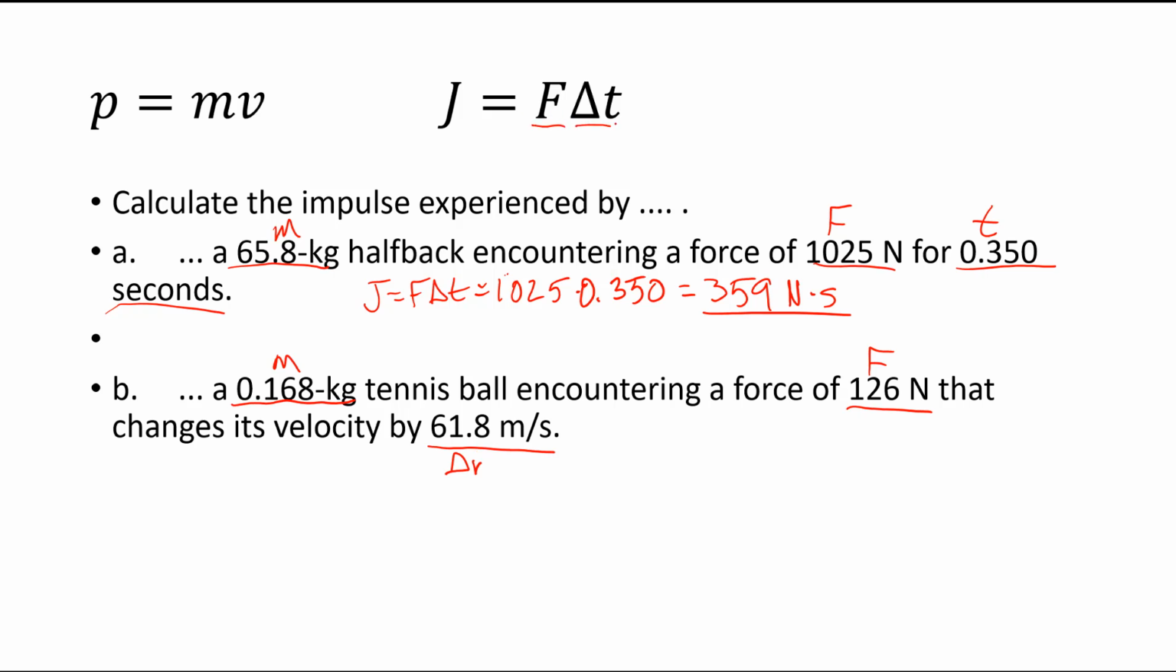Well, we need force times time. We don't have time, but remember, impulse is equal to change in momentum, so we can just use change in momentum. Since we're given the change in velocity and the mass, we can calculate it that way. The mass times the change in velocity is also my change in momentum, as long as my mass is constant. So 0.168 times 61.8 meters per second equals 10.4 kilograms meters per second, or newton seconds.